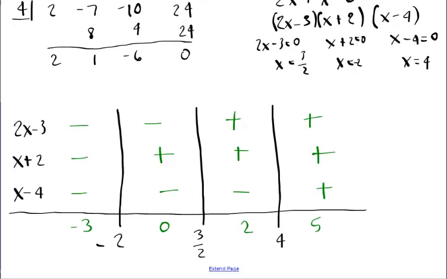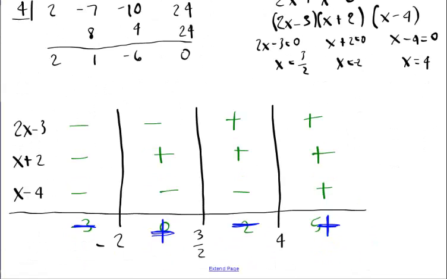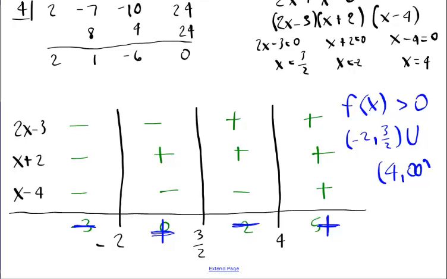And so multiply going down. Negative times negative times negative is a negative. Negative times a positive times a negative is positive. Positive times negative is negative. And then the last guy, all positives. So the question for us is, where are we greater than 0 but not equal to? And the answer, f of x is greater than 0 from negative 2 to 3 halves together with 4 to infinity.